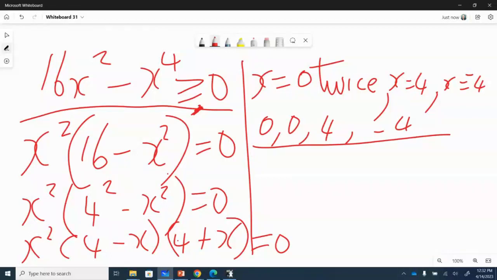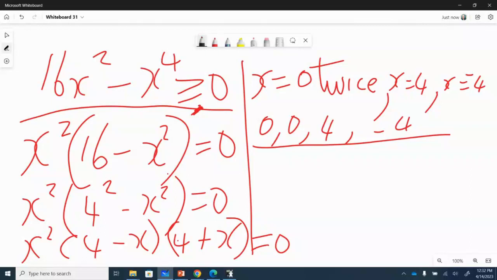But since I have 2 zeros, 0 and 0 are the same. All right, so I have solved the equation. Remember step 1, change the inequality to equation. I did. Step 2, factor the left-hand side. Okay, I did. And I found all the factors.